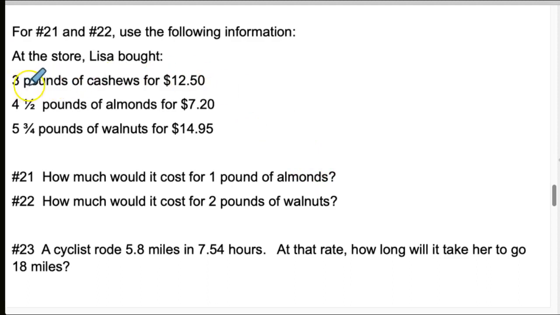So I know 3 pounds cost $12.50. So if I take $12.50 and divide it by 3, that will tell me that for 1 pound of almonds, she paid about $4.17. It's like 4.16 repeating. But that means for every 1 pound, she paid this much.